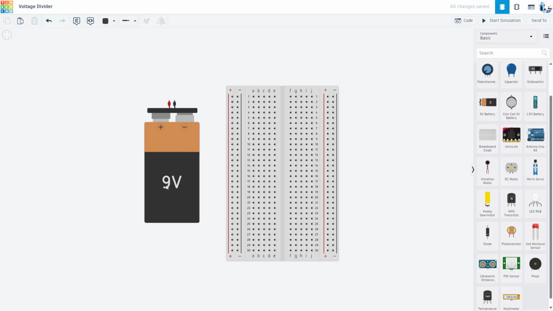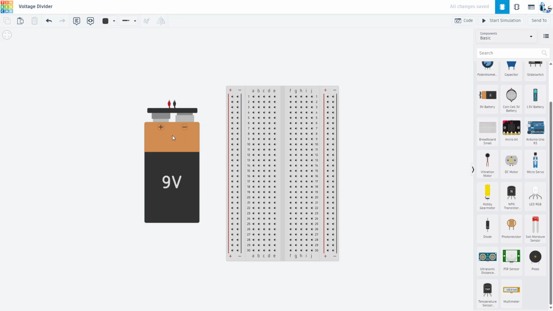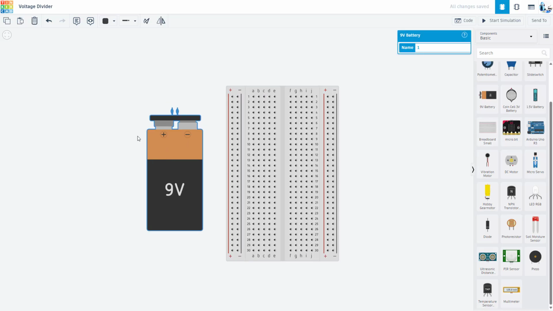But for example, if we have something like a 9-volt battery, we can reduce this voltage to something in between 0 and 9 volts. And we can do that just doing two resistors. That is our simplest voltage divider circuit.